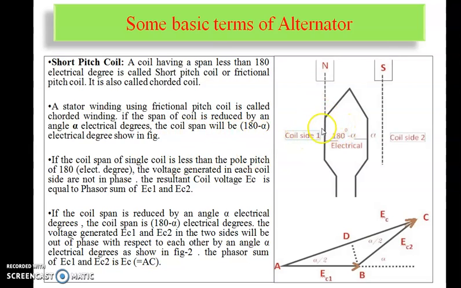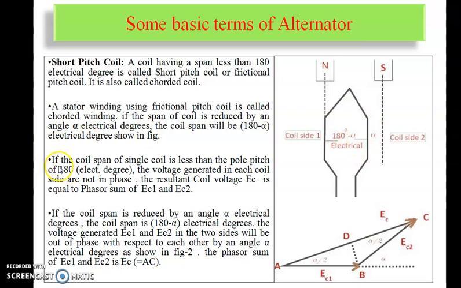Now, for the full pitch coil, I am using the full pitch. That means my winding starts from coil side 1 to coil side 2. But for this short pitch coil, I am using only the coil span of 180 minus alpha. Alpha means this degree here. Totally my distance is 180 degrees, from here to here, but I am using only 180 degrees minus alpha. That means for this short pitch coil, I have a coil pitch of 180 minus alpha degrees.